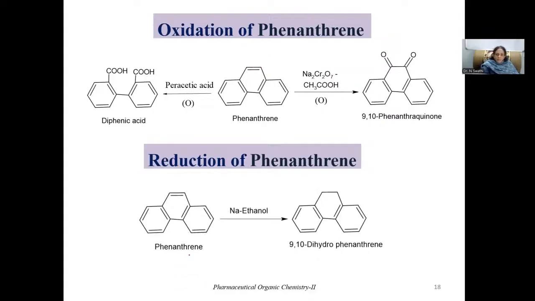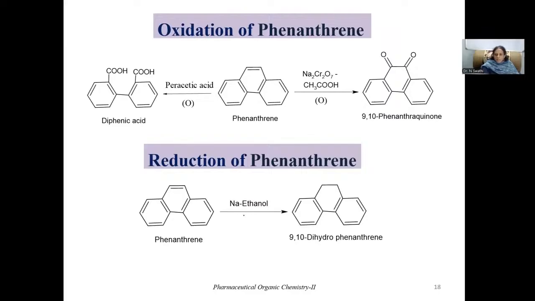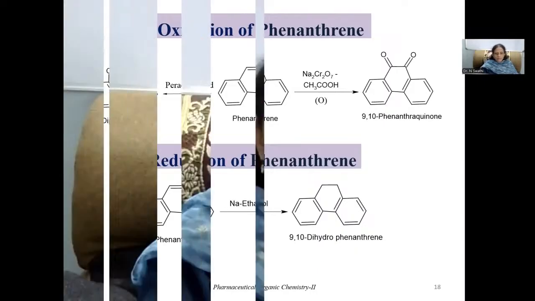Now coming to the reduction reaction, phenanthrene undergoes reduction in the presence of sodium ethanol mixture. So here also the double bond which is present at 9-10 positions will be reduced and as a result there will be formation of 9,10 dihydrophenanthrene as the reduced product. So these are the oxidation and reduction reactions of phenanthrene.